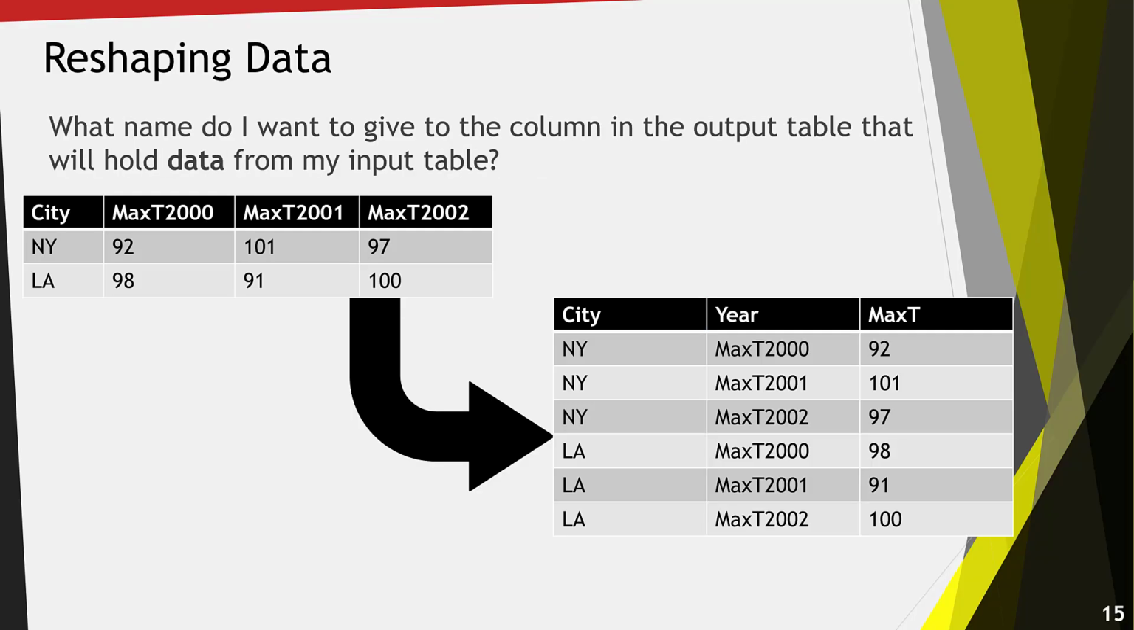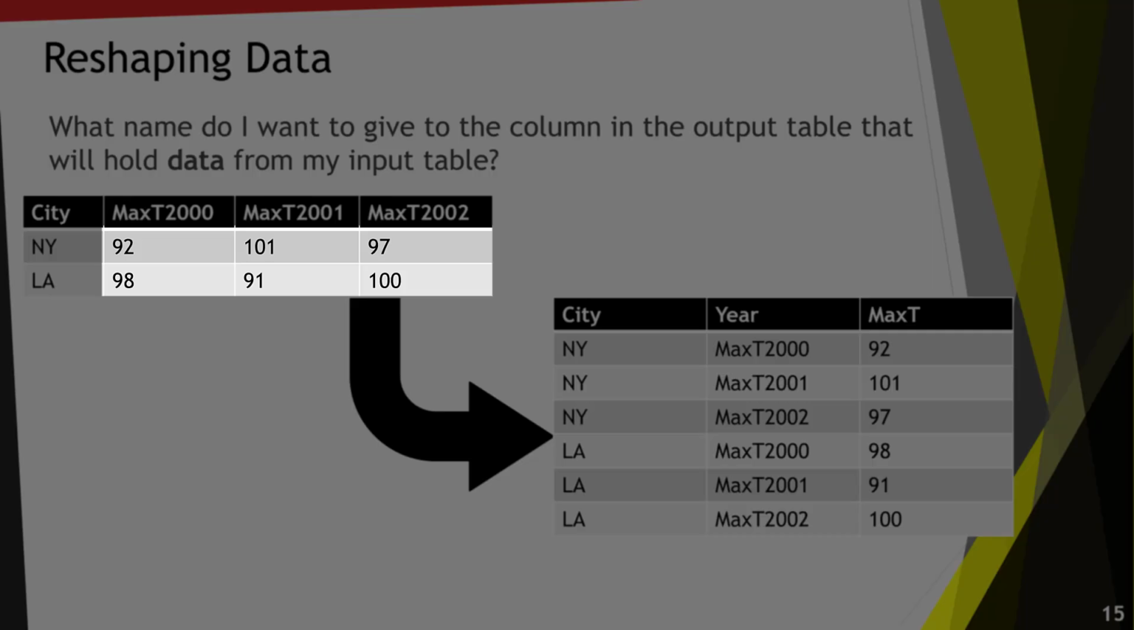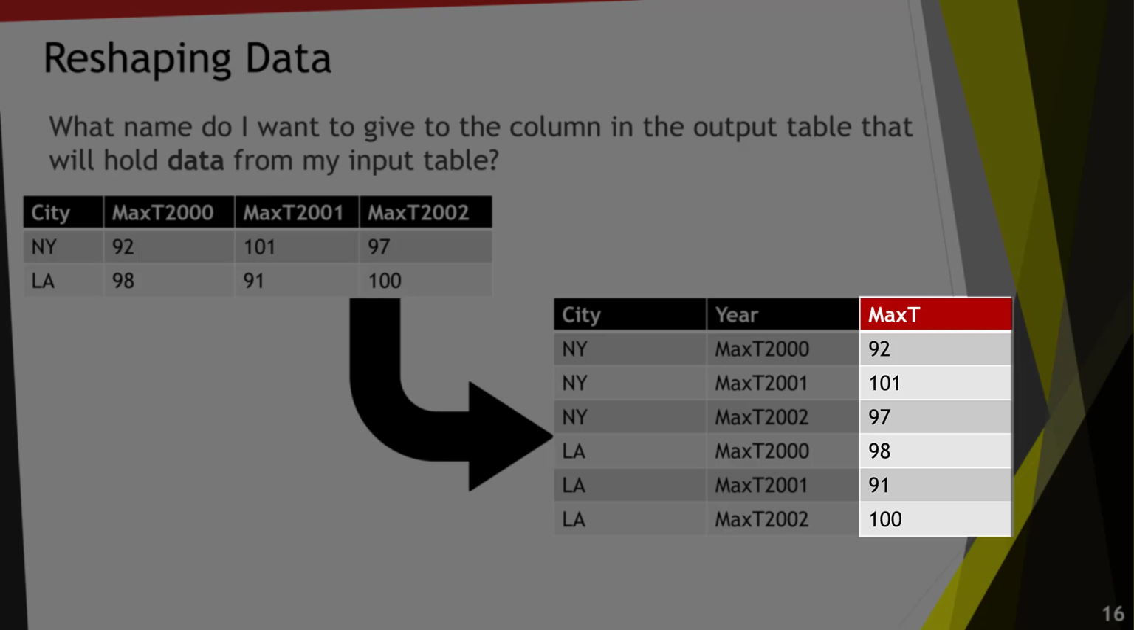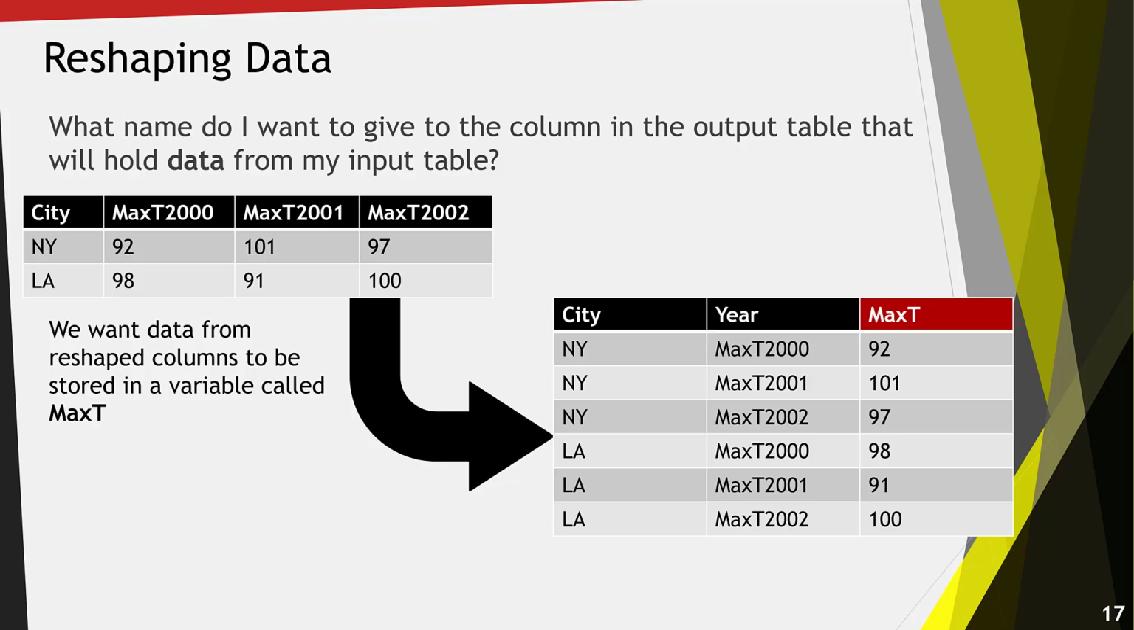Finally, you should ask yourself, what name do you want to give to the column in the output table that will hold the data from the input table? These are the values in those columns from the input table. In this case, they're all stored in a column called max T. So the answer to our third question is we want the data from the reshaped columns to be stored in that variable max T. Now that we've answered those questions, we're ready to actually construct the pivot command in R.